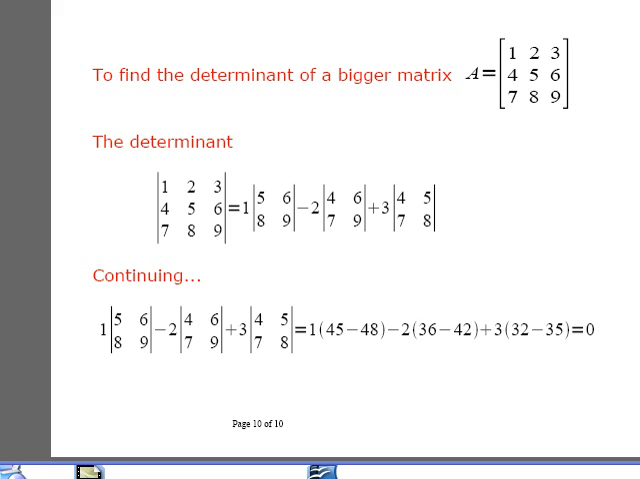So in this case, I'm talking about the 2. It changed sign, but I mentally cross off the row and the column where the 2 is sitting, and I'm left with 4, 6, 7, 9, and that 4, 6, 7, 9 appears right here. I do the same with the 3. I cross off the row and column where the 3 is, and I'm left with 4, 5, 7, 8, and that matrix is right there.